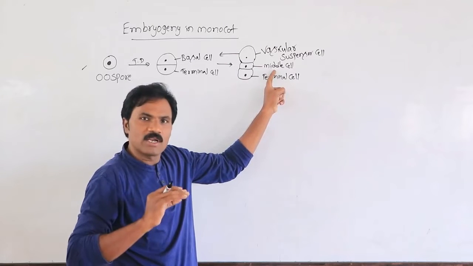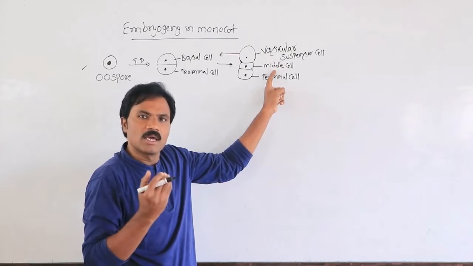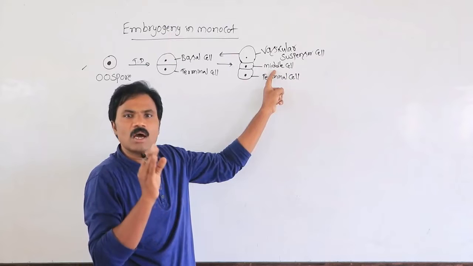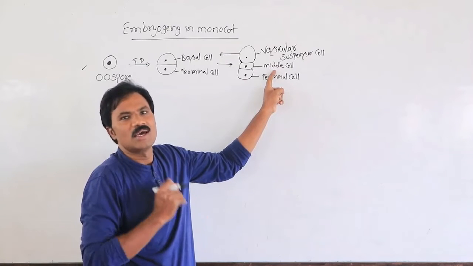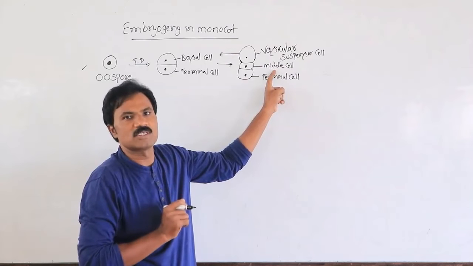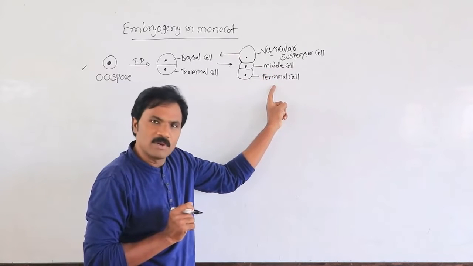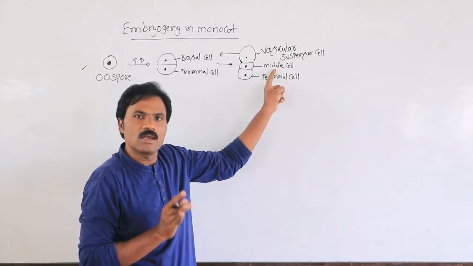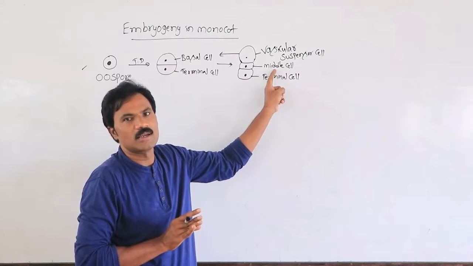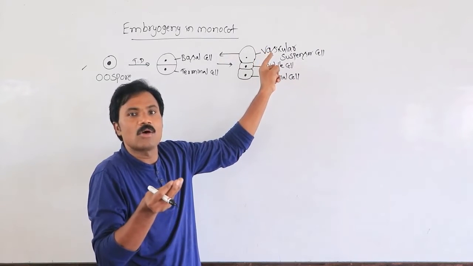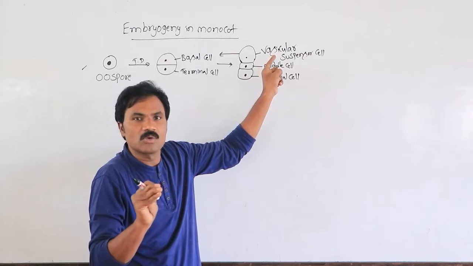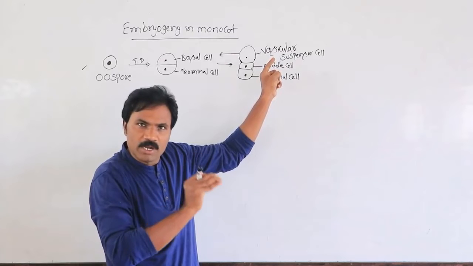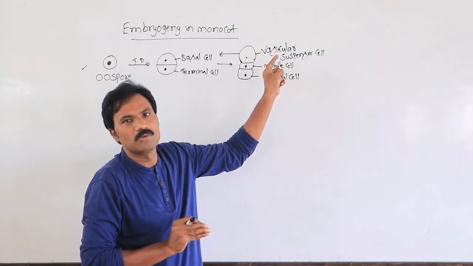The middle cell undergoes multiple mitotic divisions and develops to form the hypophysis as well as the radicle. That is, two parts are formed. Once again, the terminal cell forms the plumule and cotyledon, that means scutellum. The middle cell forms the hypophysis as well as the radicle. Whereas the basal cell enlarges in its size and does not undergo any division. That is the major difference between dicot embryo and monocot embryo.